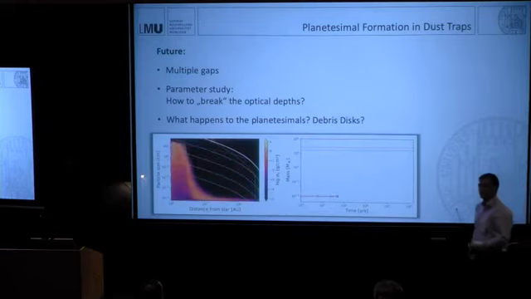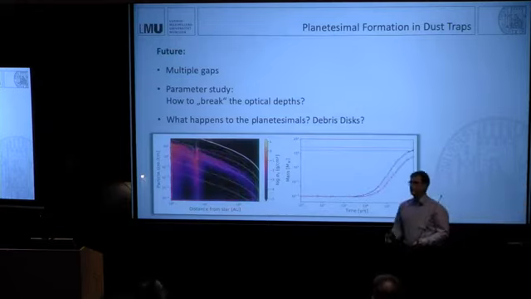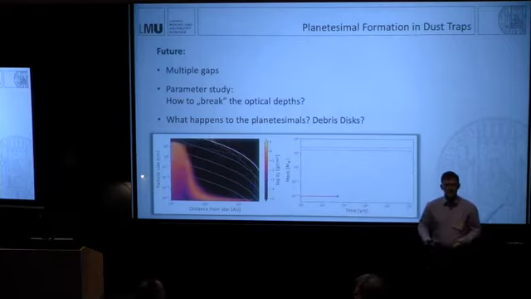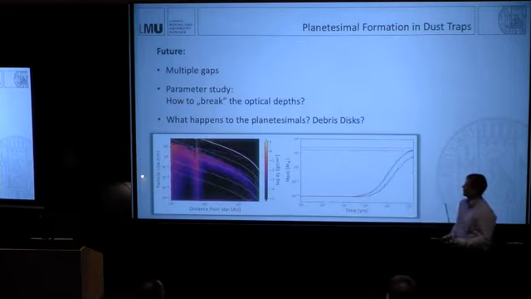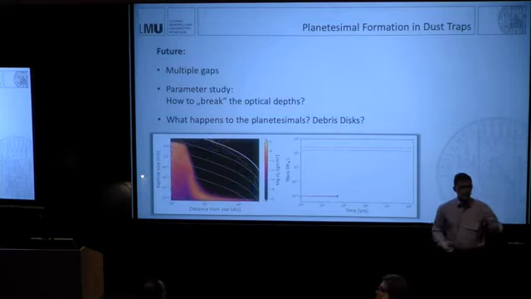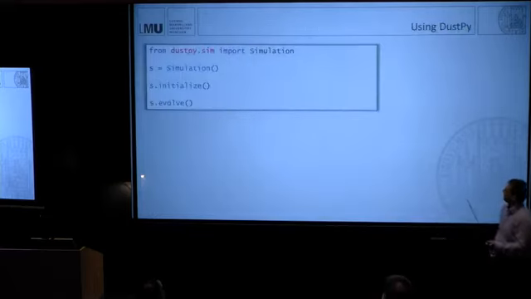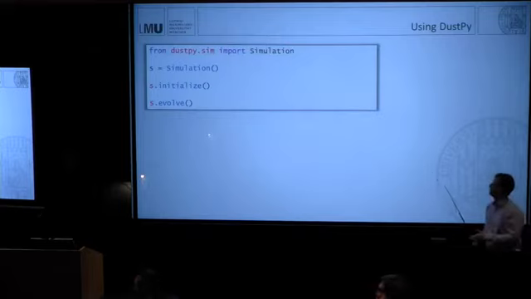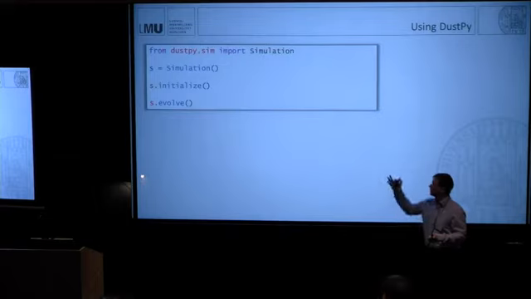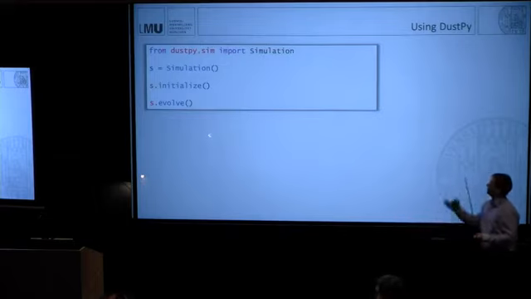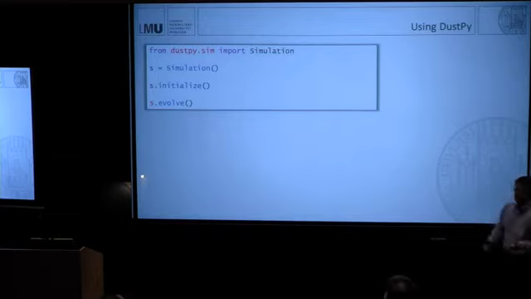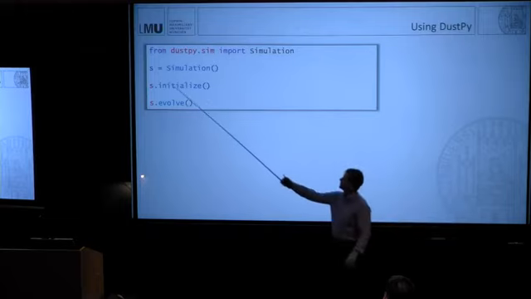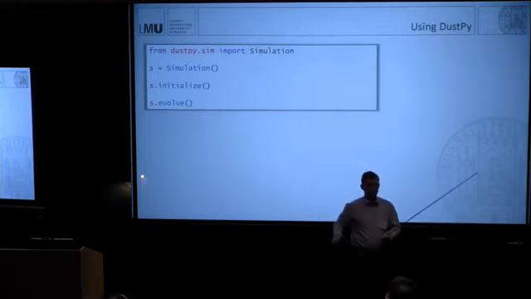Okay, with that, I'm at the end of my talk, but I still have a few minutes, so I wanted to show a bit how DustPy actually works. So if you want to use it, how would it work? Since it's a Python package, you just import the simulation module from DustPy, and from there the class Simulation. Then you create an instance of Simulation. So at the second line, S is now just an empty simulation object. Everything is None in there.